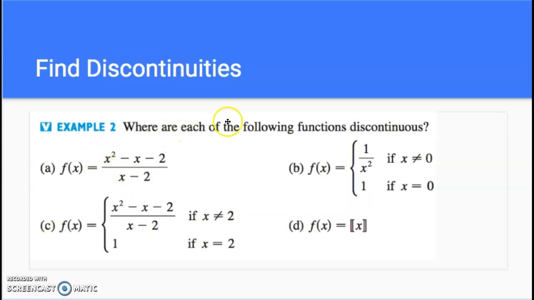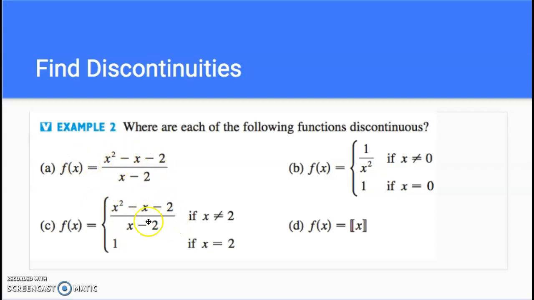Looking at these functions, we want to find discontinuities. Well, we would see at 2, there is a 0 in the bottom. So that is a discontinuity. If you were to factor the top, you get x minus 2, x plus 1, and the x minus 2 will cancel the bottom factor. So if you are able to cancel the thing that gives you 0 in the denominator, that is a removable discontinuity. It's because it will create a hole in the graph if the bottom factor cancels.